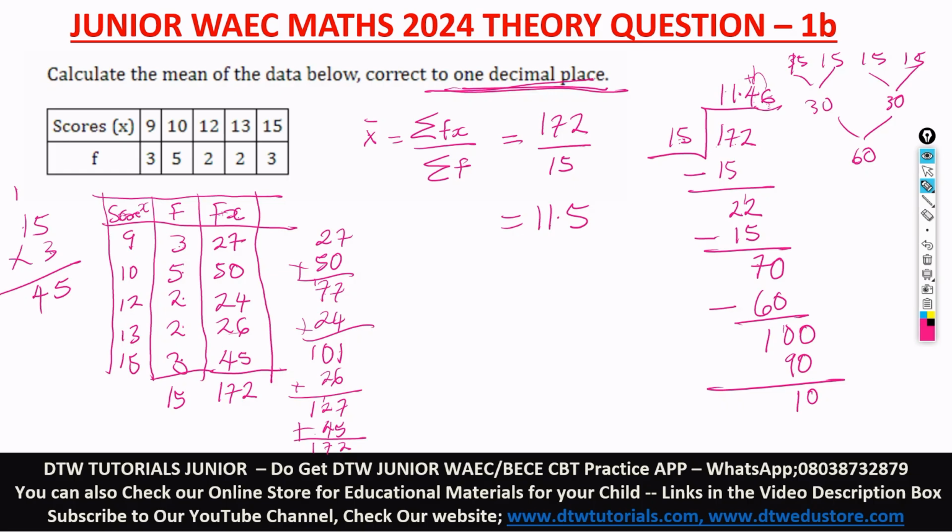But if you have a calculator, please go ahead and just punch it in your calculator and you will get this. And make sure you approximate, correct your answer to 1 decimal place. So you are going to write correct to 1 dp, or write it in full, 1 decimal place. Okay, so this is your answer for this question.